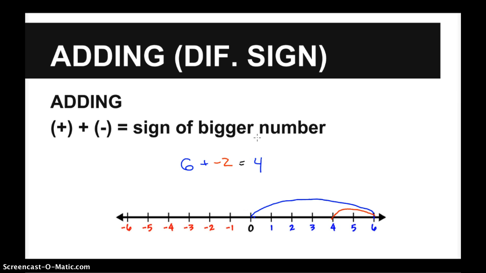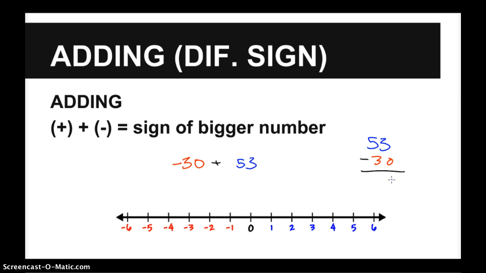Let's see how that'll look with bigger numbers. So let's say I have negative 30, and then I'm going to add a positive 53. So I'm thinking, all right, whatever my answer is going to be, my bigger number here is positive, so my answer is going to be positive. So I'm going to find the difference between these two numbers. So I'm going to say 53, and I'm going to subtract the 30. 53 minus 30, in that case, will give me a positive 23. Positive because the bigger number is positive.